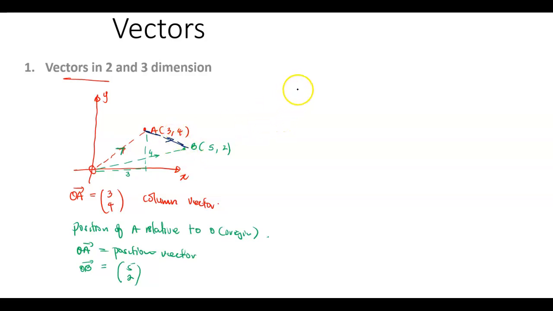Now if I want to get the vector AB, we are looking for the movement from A to B, and vectors are always movement. So if I want to move from A to B, I move from A to O, and then plus O to B. Now you can see that going from A to O, you are moving against the vector OA, so it becomes negative OA plus the vector OB.